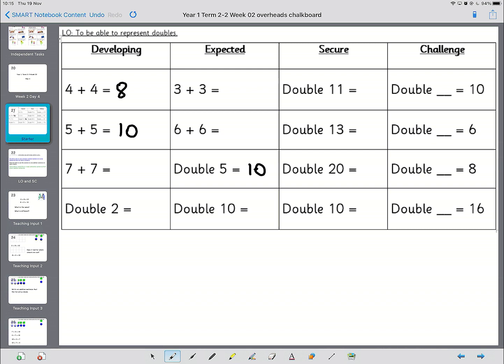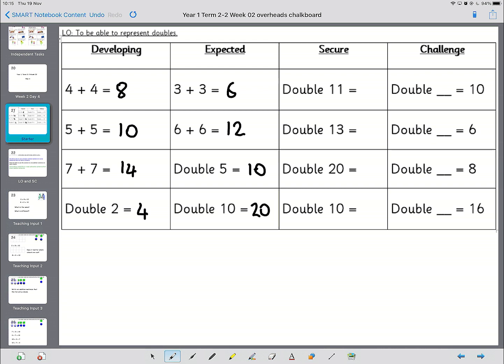Okay, welcome back, Year 1. So 7 plus 7 is 14. Double 2 is 4. Double 3, or 3 plus 3, is 6. 6 plus 6 is 12. Double 10, if you used the 10 bar for this and added another 10 bar to it, it would be 2 10 bars, which is 20.